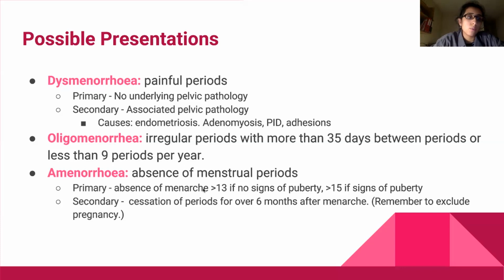And then secondary, so when someone has already started getting their periods and then suddenly they stop for a period of over 6 months, or 3 to 6 months, depending on if they're regular to begin with or irregular to begin with. So regular, the period is about 3 months. If they're irregular, it's about 6 months.